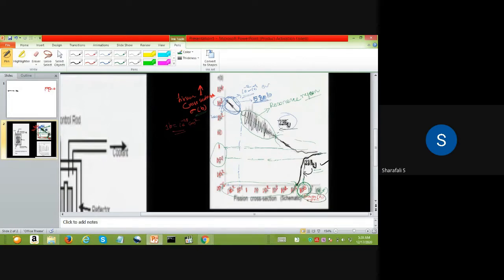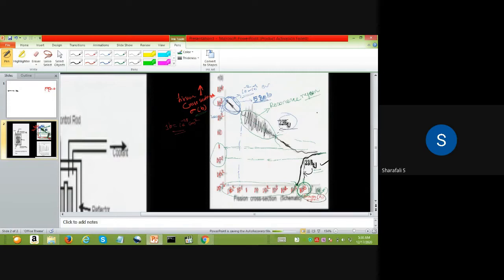So then it is increasing. For uranium 238, the fission cross section starts when the energy of neutrons becomes 10 raised to 5 electron volt, or around the mega electron volt range.